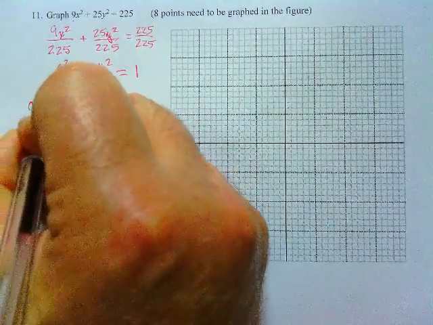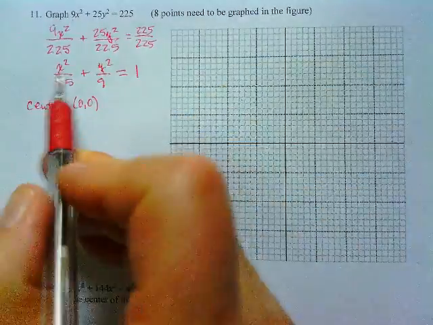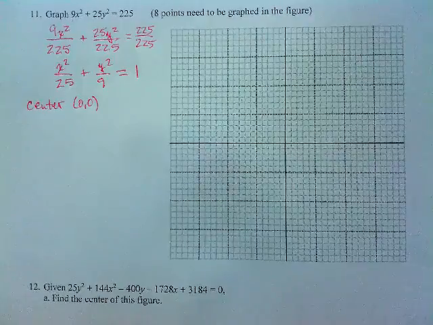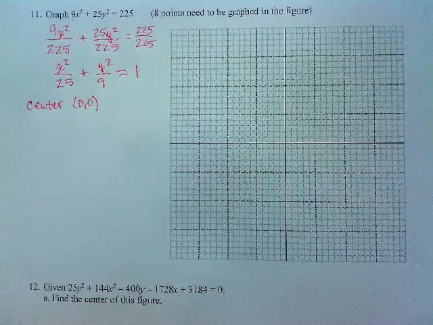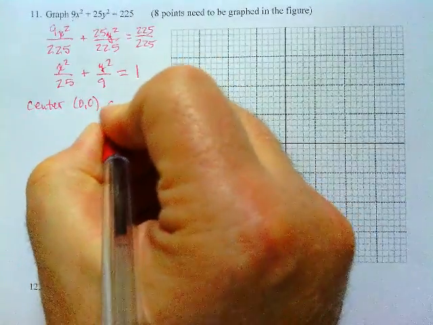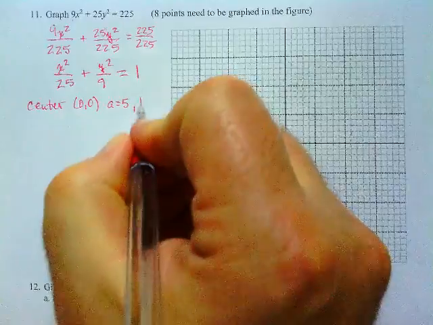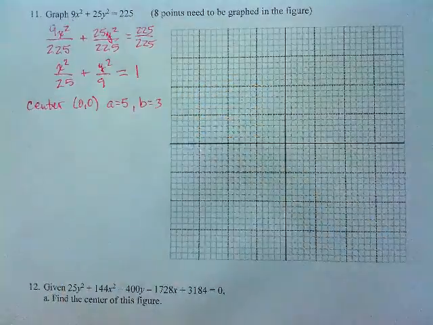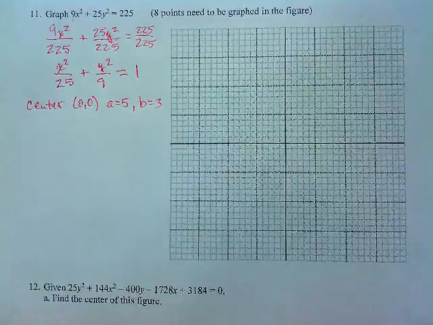Our center is 0, 0, because neither one of these have parentheses. So it's centered at the origin. And in this case, a is 5, a is underneath the x squared term, and b is 3. b is underneath the y squared term.